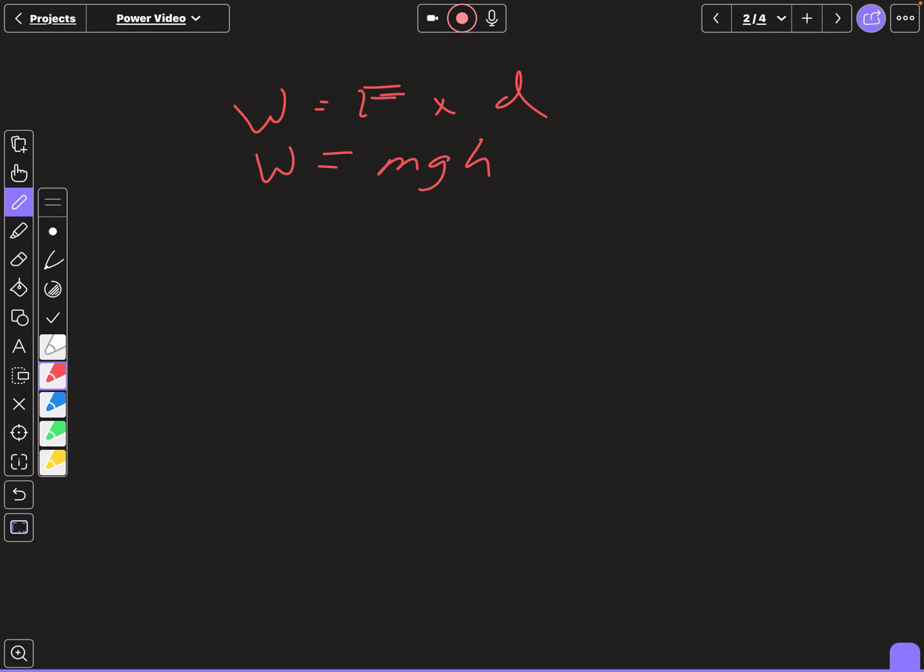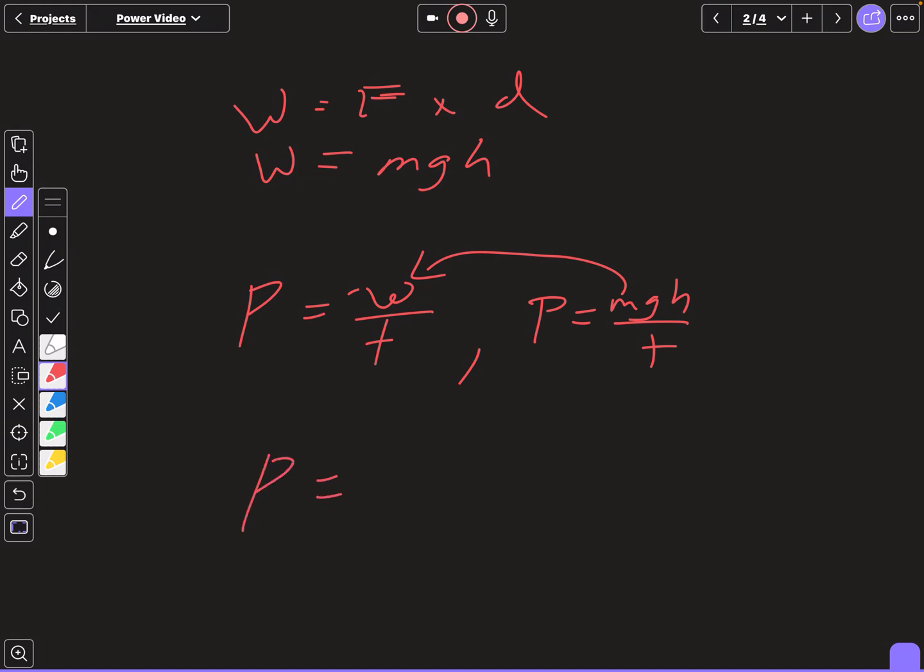And then if we have power, it's equal to work divided by time. And we can use a few equations. If we're not given work and we're given other information, we can use mgh over t, just plugging in mgh here for work. Or we could plug in, if we're given force, force times distance divided by time.